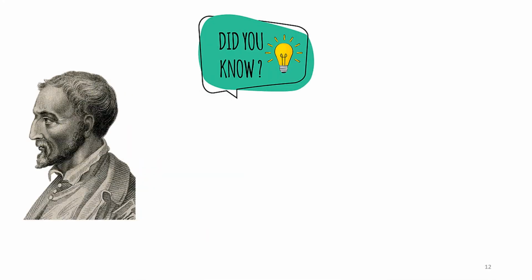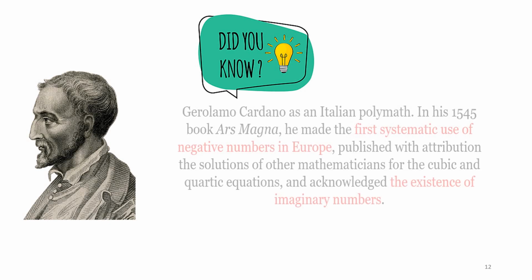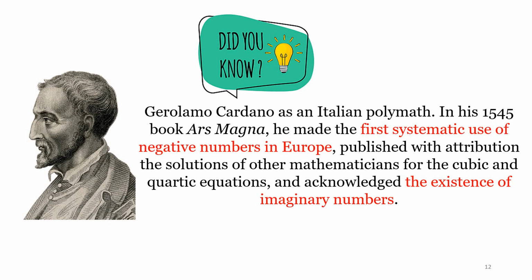There is another important fact. This gentleman, Gerolamo Cardano, was an Italian polymath, and in 1545 in his book Ars Magna he made the first systematic use of negative numbers in Europe, published with attribution the solutions of other mathematicians, and acknowledged the existence of imaginary numbers. To know further, please go back to my first video on complex analysis, where the emergence of imaginary numbers and complex numbers, and their history, are explained in detail.